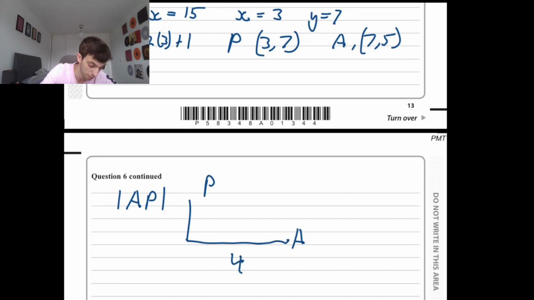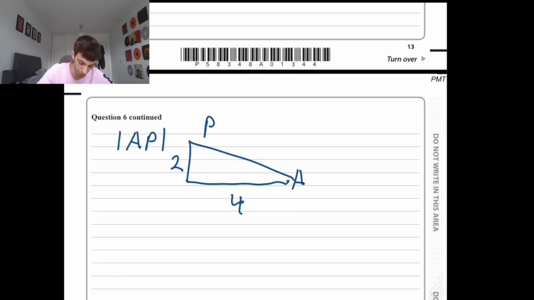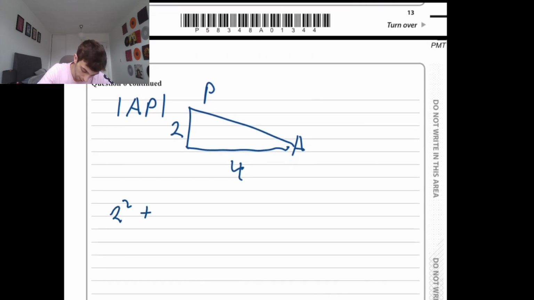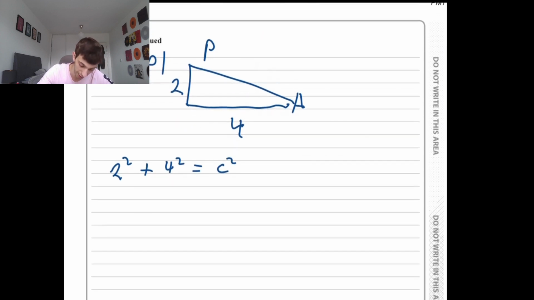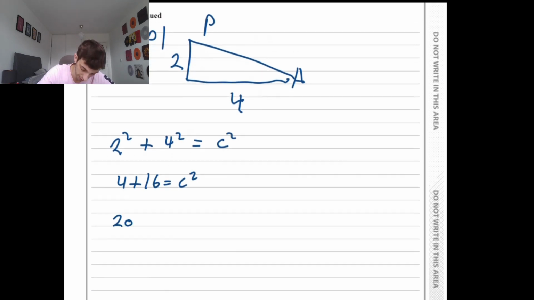And change in y, getting from 7 to 5, will be 2. We are interested in the direct distance from P to A, the hypotenuse. Use a bit of Pythagoras. So we just do 2 squared plus 4 squared will be equal to c squared, the hypotenuse squared. So we have 4 plus 16 equals c squared, or in other words, the radius squared. So this will be 20 equals c squared. So our radius r will be equal to root 20.